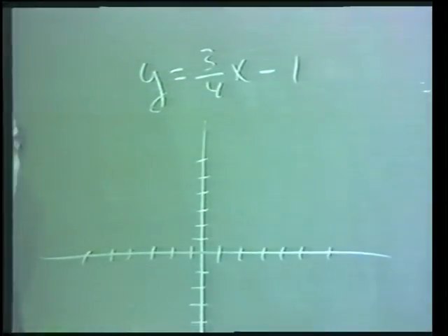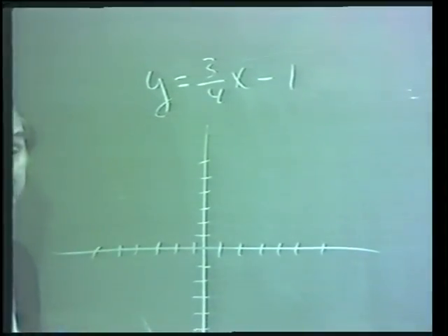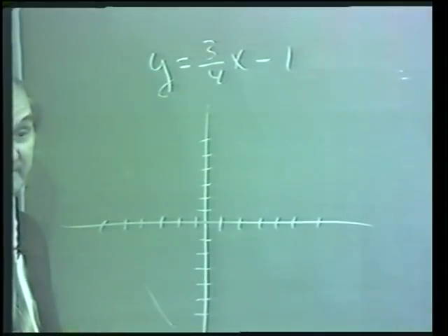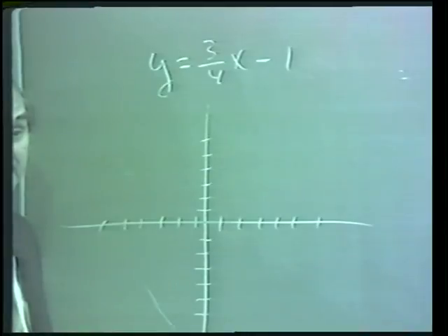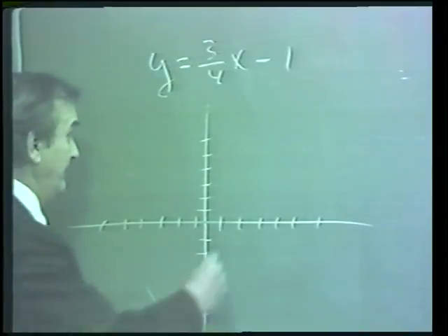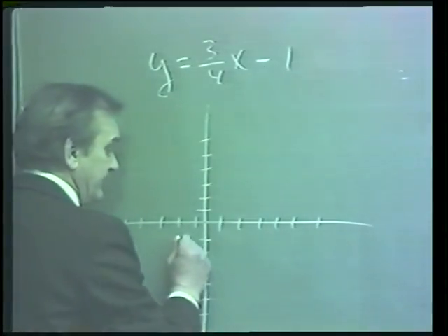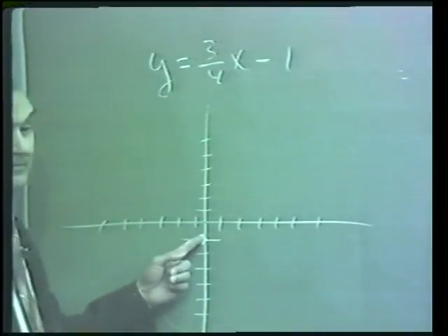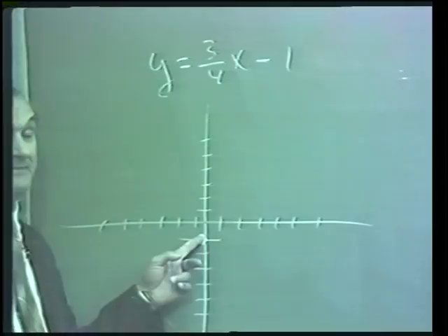First of all, Kathy, we need the y-intercept. Where's the y-intercept? Where's this line going to cross the y-axis? -1. It's always the constant. So we mark -1. This becomes our key-off point.